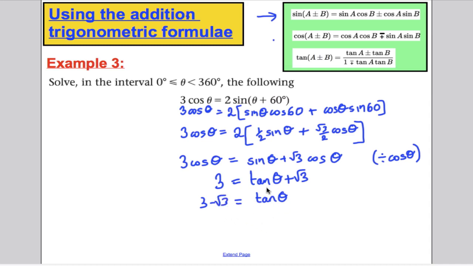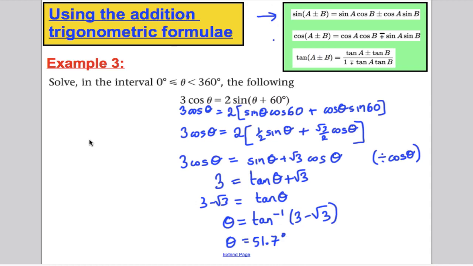Okay, and therefore I can work out my principal value of theta. So I'm just going to swap these around. I'm going to say theta is therefore the inverse tan or arctan of 3 subtract root 3. Okay, so making sure your calculator is in degrees mode, you work out the inverse tan of 3 subtract root 3 and you should get yourself 51.7 degrees. So theta is equal to 51.7 degrees to 1 decimal place.